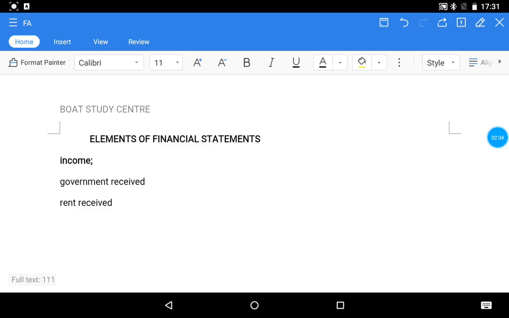In short, when you talk about income, it comes in when your assets are increasing but your liabilities are reducing or decreasing. You increase assets, reduce liability.